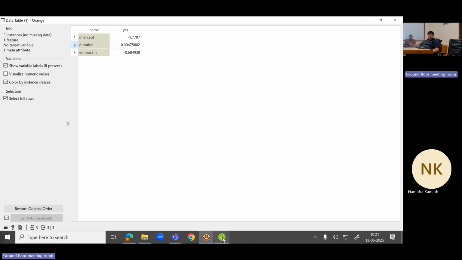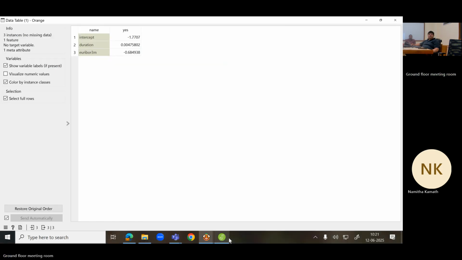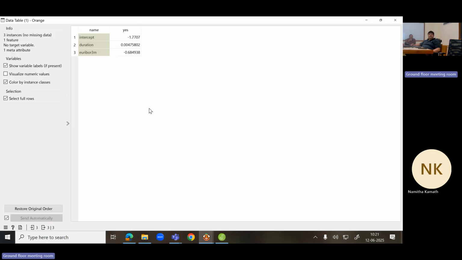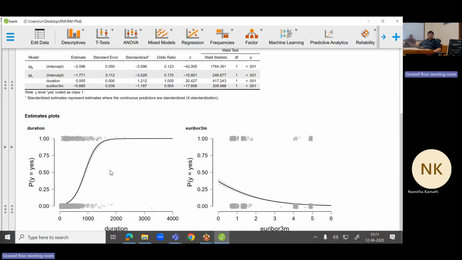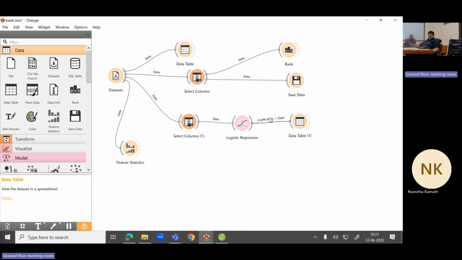Minus 1.771 and 0.00475. That is then you have rounded it up to 5, and minus 0.6849. So they are rounded here to 685. So that is the thing which you have got. So this is your rate using the full model.